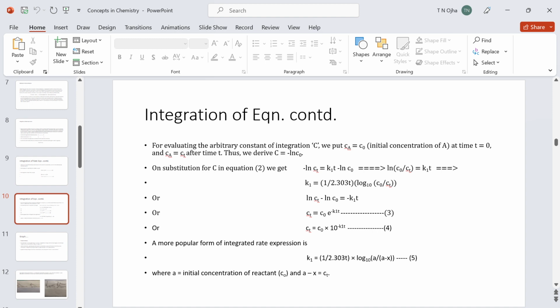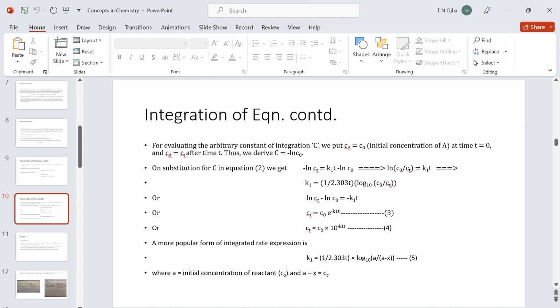Now we can rearrange the equation as shown here very clearly. ln Ct minus ln C0 equals minus K1t. In exponential form, this equation can be written as equation 3: Ct equals C0 multiplied by e raised to the power minus K1t. Using the decadic log system, Ct equals C0 multiplied by 10 to the power minus K1t. As you know, both exponential form and logarithmic form are reversals of each other.